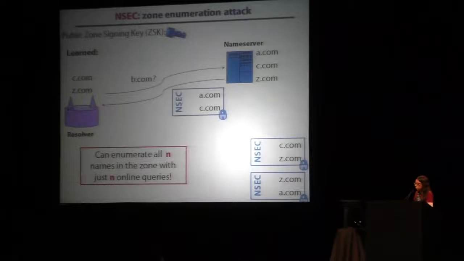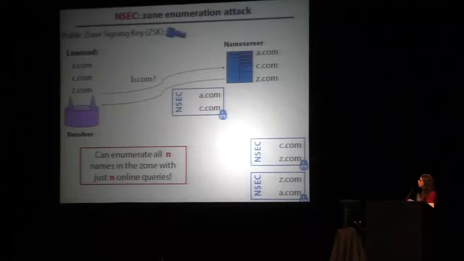So here he's asking a query for b.com, which comes before c.com. He's learned that a.com is in the zone. And you can see how this leads to an n query way of enumerating all n names in the zone, if there are n names in the zone. Okay? So this is not just a theoretical thing. This sort of enumeration attack is built into network reconnaissance software. You have, for example, a plugin into Nmap that will do this for you.